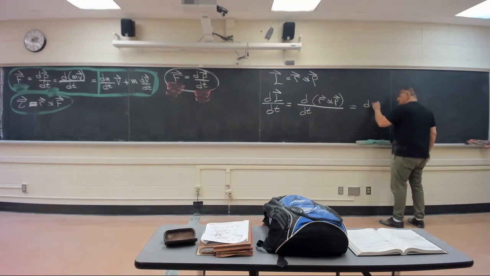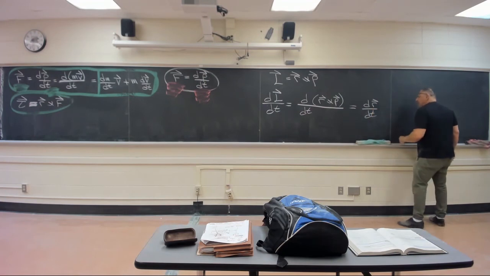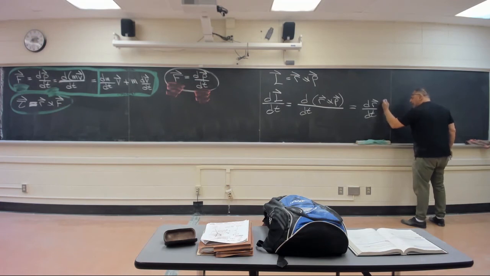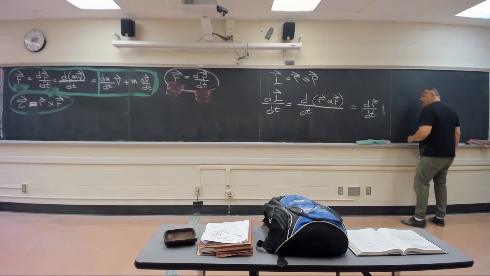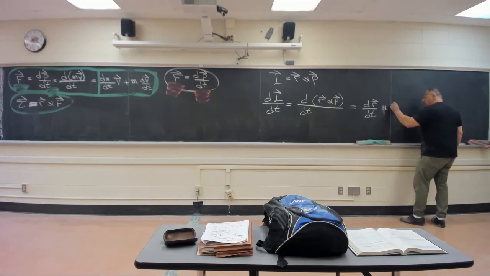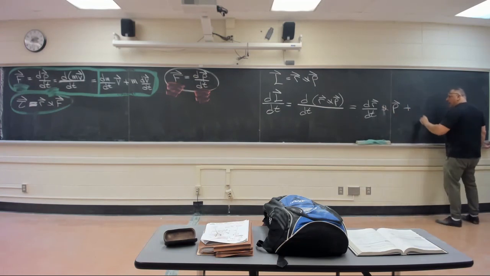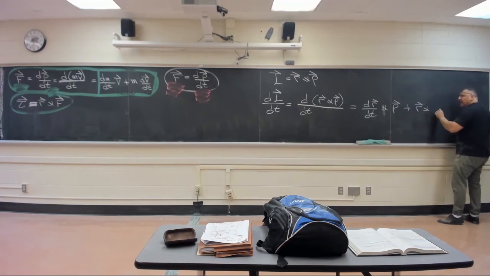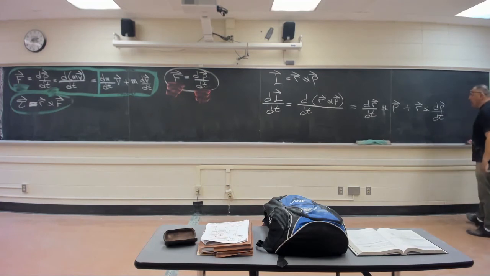And we got dr vector dt. Dr vector dt is V vector, the velocity, the tangential velocity at a particular point. Dr dt cross P vector. Okay. And the other one is R vector cross dp vector dt. Fascinating.